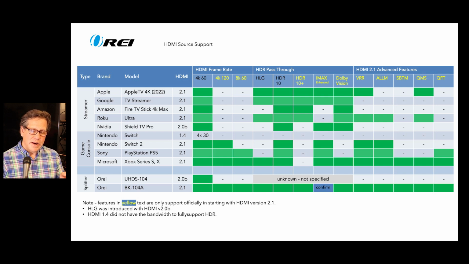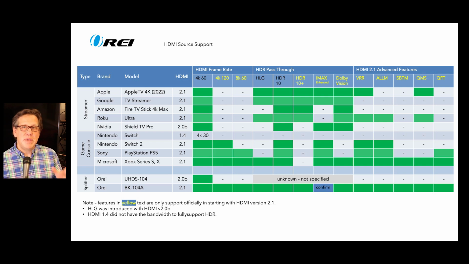Now looking at the OREI devices. My existing UHDS-104 was a 2.0B device. It just supported 4K 60. Didn't do 4K 120 or 8K 60. They don't talk about in their manual or their website what they do for HDR pass-through. I'm assuming that they do HDR10 pass-through with that, something we can check into further because it's not specified there. But it won't support any of the HDMI 2.1 features because it wasn't supporting HDMI 2.1.